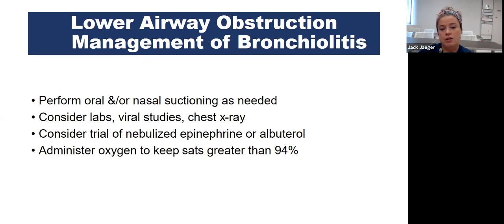You want to consider labs, viral studies, and a chest x-ray. You can consider trialing epinephrine or albuterol, but studies show it's not always effective. And administer oxygen to keep your SATs greater than 94, and then of course, per PALS guidelines, if your SATs are greater than 99, you would wean.